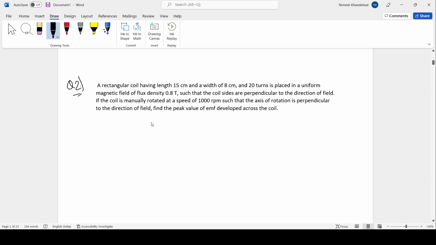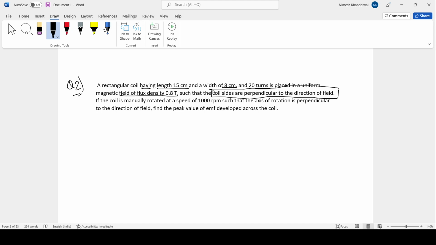I'll just read out the question and then we'll solve it. The question is: a rectangular coil, again a rectangular coil like we have seen above, having length of 15 centimeter, width 8 centimeter and 20 turns, is displaced in a uniform magnetic field of flux density 0.8 Tesla, such that the coil sides are perpendicular to the direction of field. Now this is important.